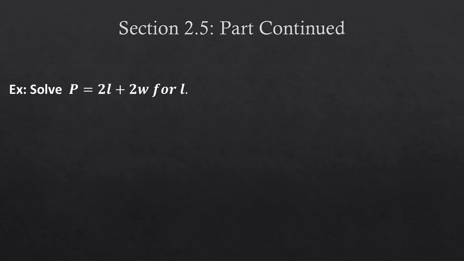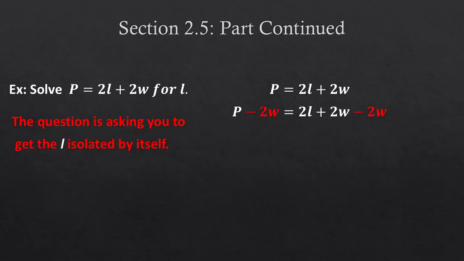Solve P equals 2L plus 2W for L. Here, we need to get the L by itself, so every term that doesn't have an L on it needs to be moved away from every term that does. So to do this, we will subtract 2W from both sides of the equal sign. On the right-hand side, the 2W's cancel out, leaving the 2L by itself, equaling P minus 2W.